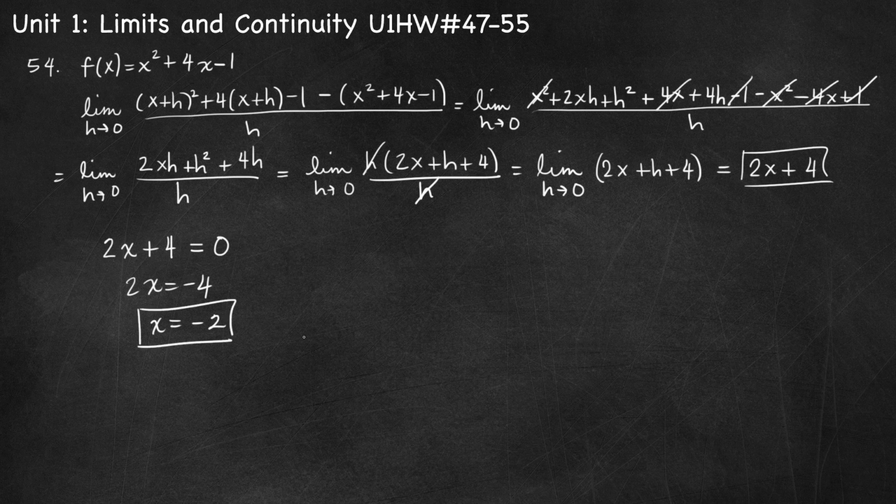Now the question said, at what point is the tangent line horizontal? So we want to give the x and y coordinate. So my point will have an x coordinate of -2, and to get the y coordinate, I'm going to substitute -2 into the original equation. So -2 squared is 4, plus 4 times -2, that's -4, minus 1, -5.